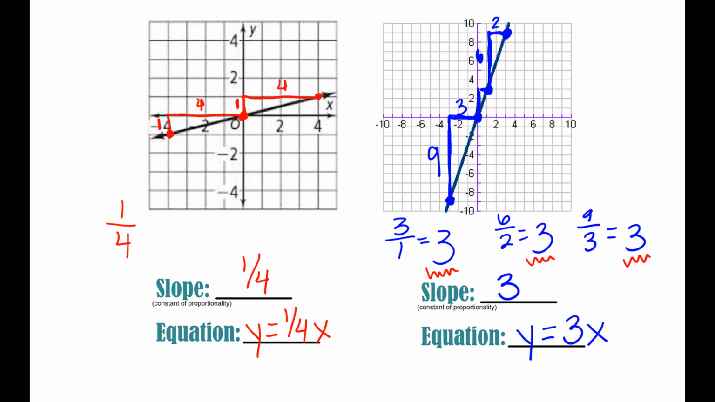So remember, when you're coming up with an equation from a graph, you're really looking for those nice points to use. And then you're looking to see what is that change of y over that change of x. That's going to be the number that you put into your equation. It's your slope or your constant of proportionality.